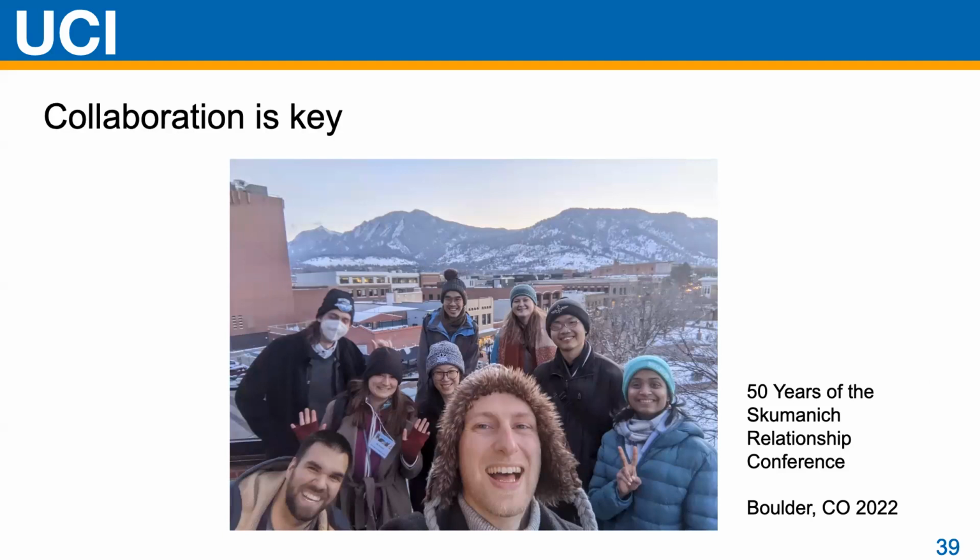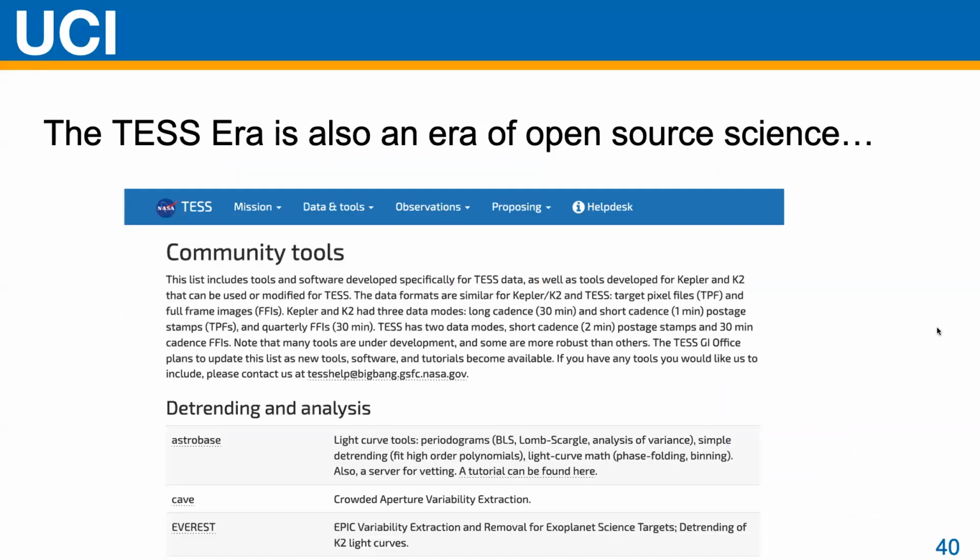This is a photograph taken from a conference that happened in 2022 called 50 Years of the Skumanich Relationship that celebrated the 50-year anniversary of that 1972 paper that kind of opened up the field of gyrochronology. And this was amazing. I went to this conference, and it was like 50 people all in a room who just care about how stars spin, and we just talked for a week and I was like, holy crap, there's so much good science going on here. And this started a lot of really productive discussions.